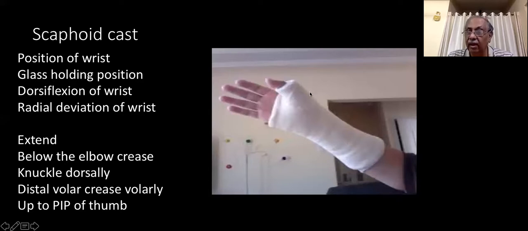There are several ways of putting a scaphoid cast. If you read the books, some people will give the cast up to the tip here, and there are some reports which say that you need to immobilize the index finger also, but these are only used on rare occasions and are not popular. But this is the scaphoid cast that is used commonly.